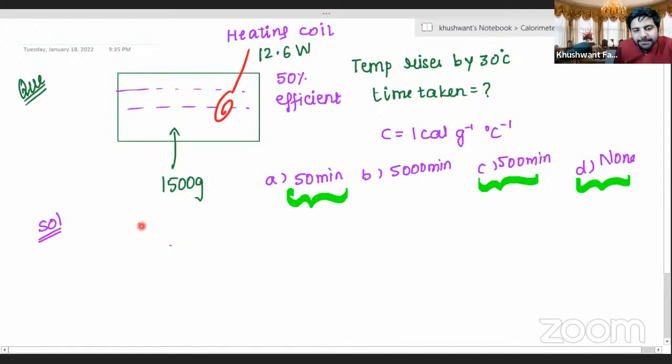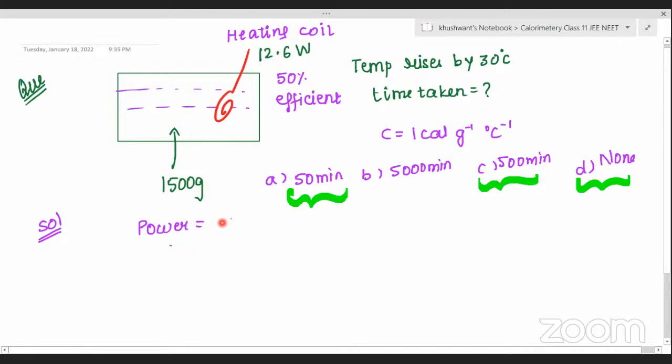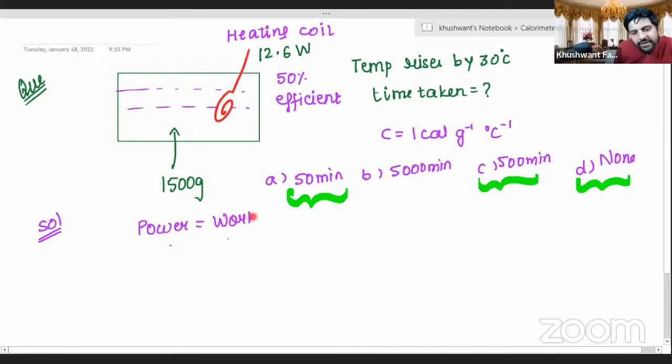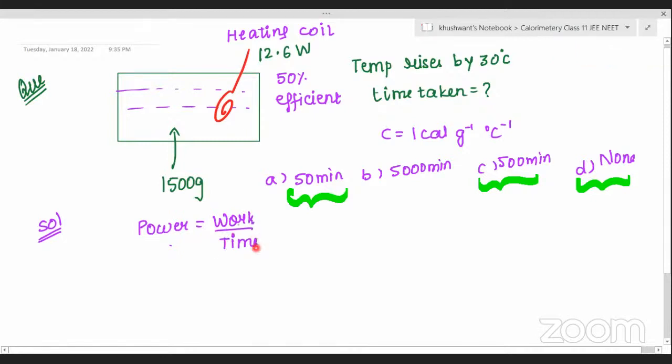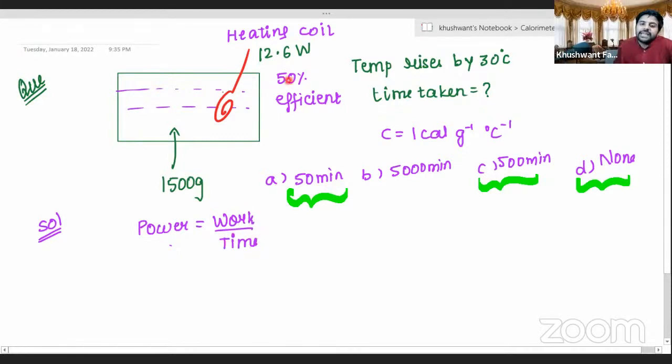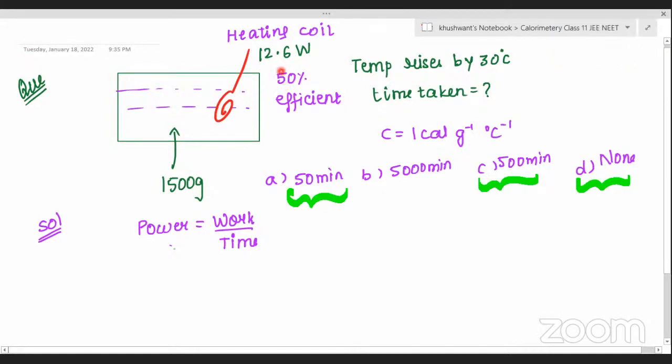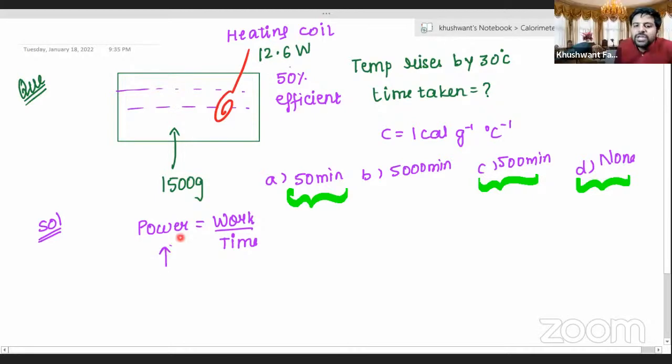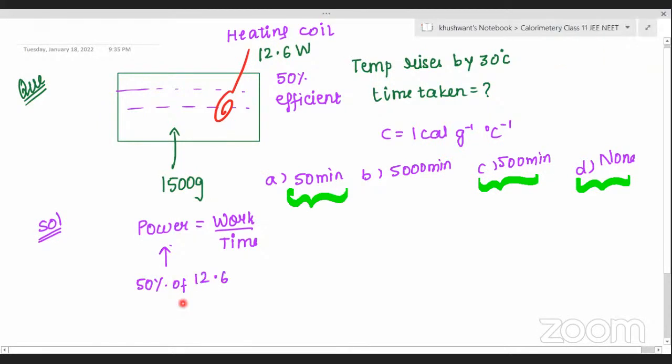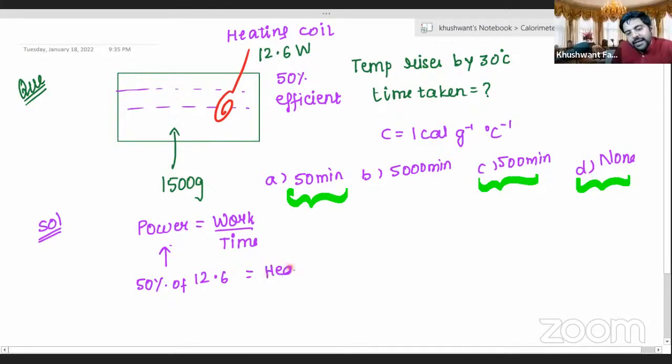So first thing is power is given by heat dissipated per unit time, the formula. Power is given by 12.6 volts, sir. Yes, sir. Work done per unit time. Here, how much work is going in heating the system? 50% or complete work? 50%, sir. So in this, rather than writing the original power, I will write 50% of 12.6, correct? Yes, sir.